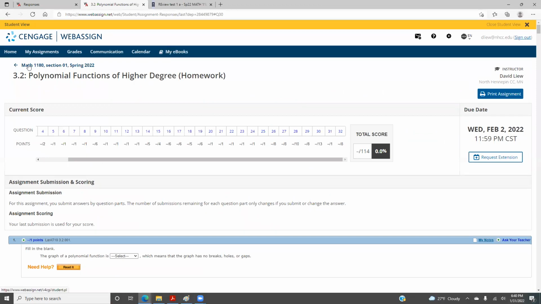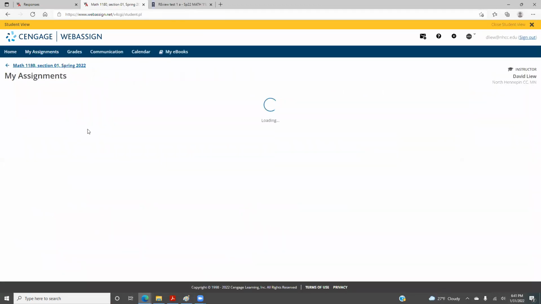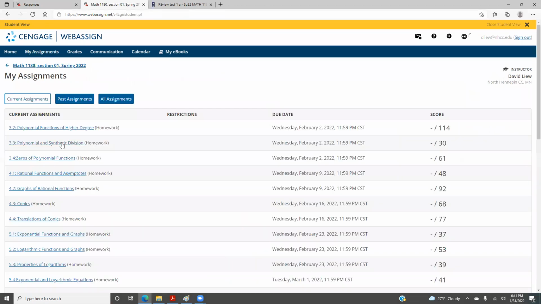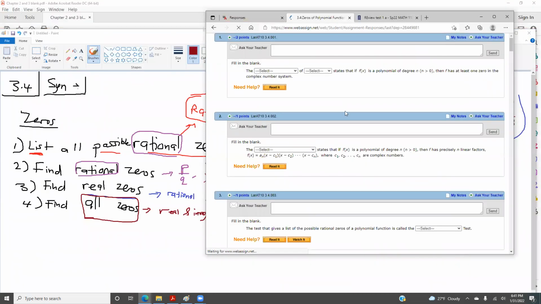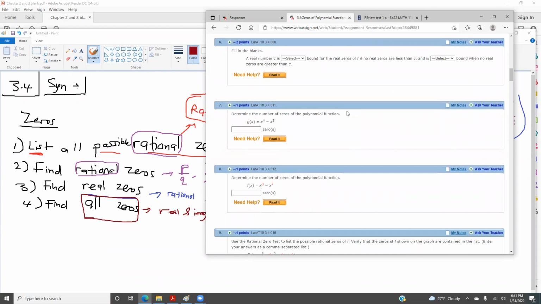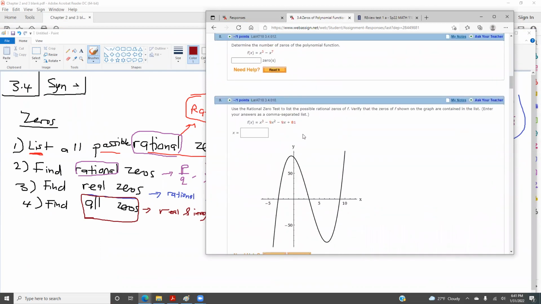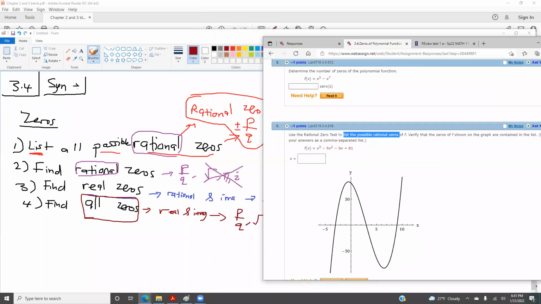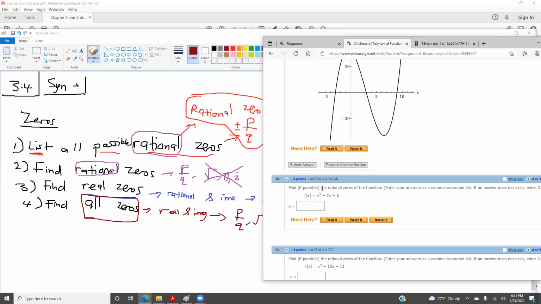An example here is if you look at your homework 3.4, you will see it. You can take a look at it and figure out what I'm trying to show you. So when you look at the 3.4 homework, this question is not determined. Use the rational zero test to list the possible rational zeros. Your answer in this case is number 1, which means you have to use plus minus P over Q. So if you give me anything like number 2 or number 3 or number 4, you get it wrong.